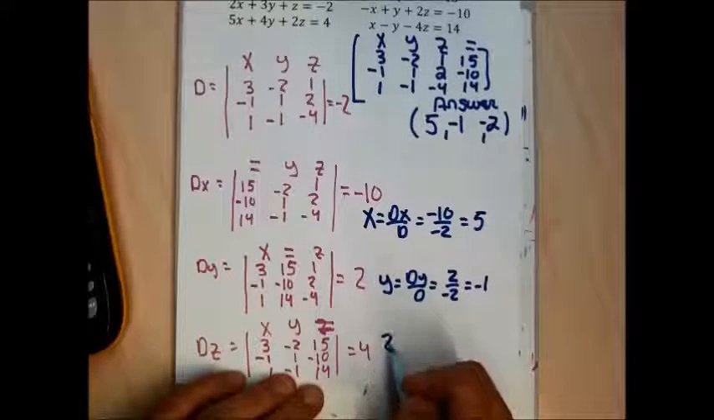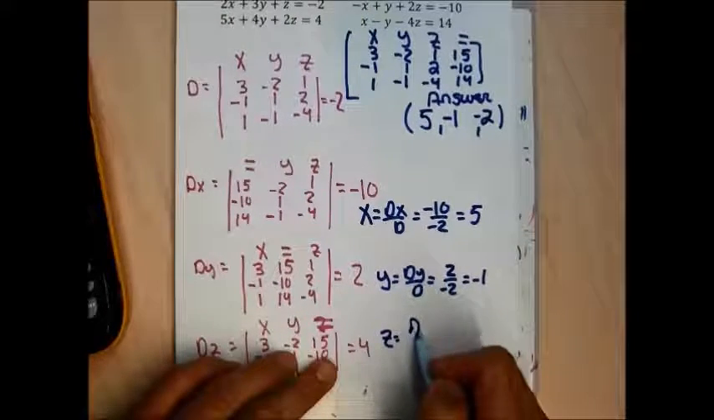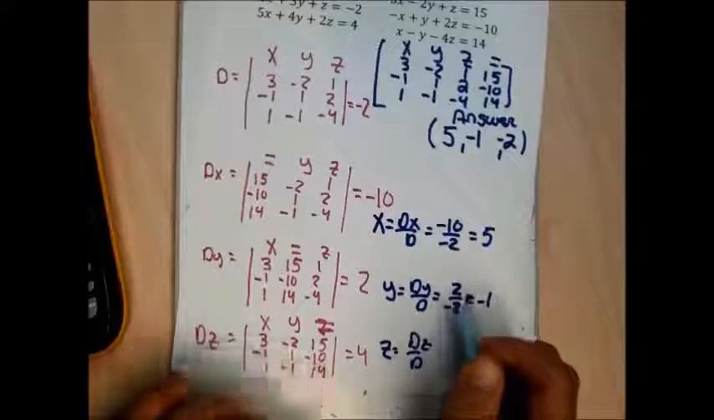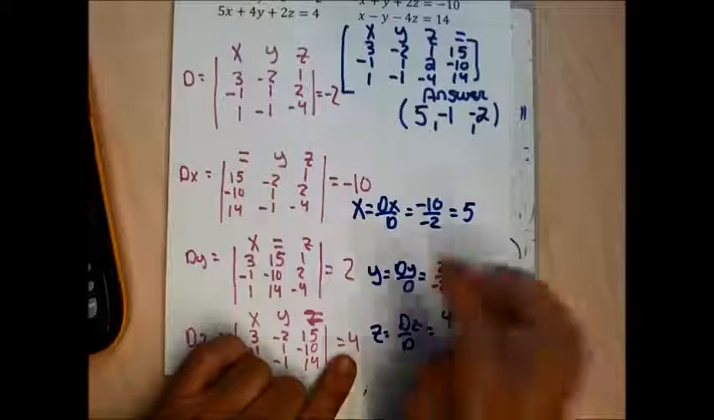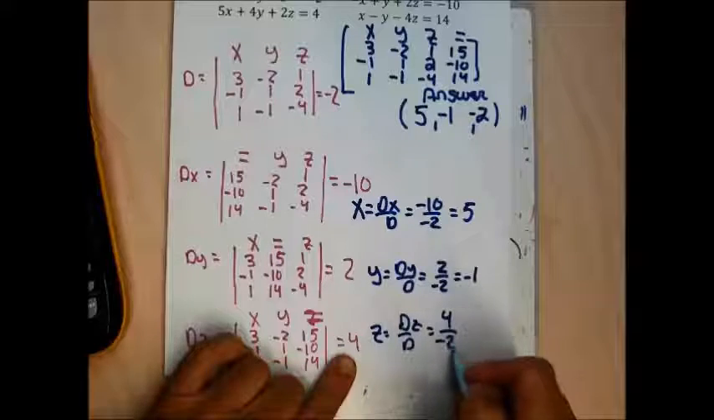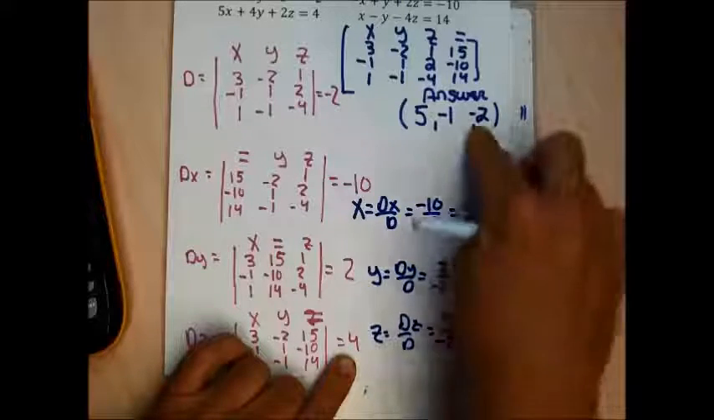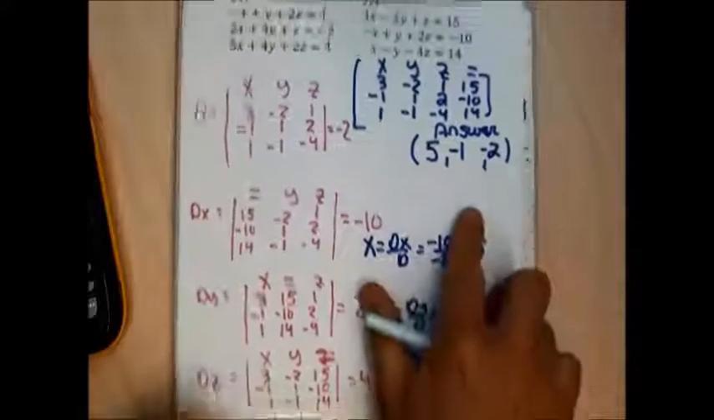And lastly, z is D sub z over D. D sub z is 4. D is negative 2. 4 divided by negative 2 is negative 2. So I got the answers that I matched up with.